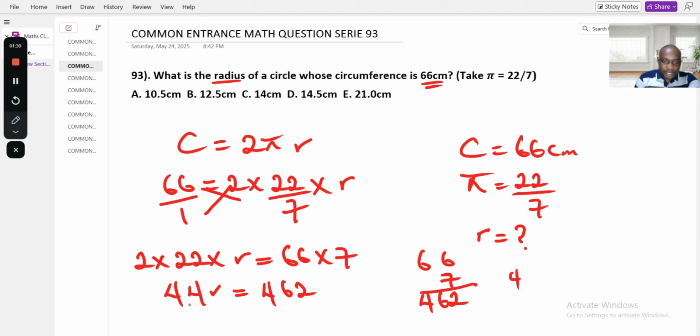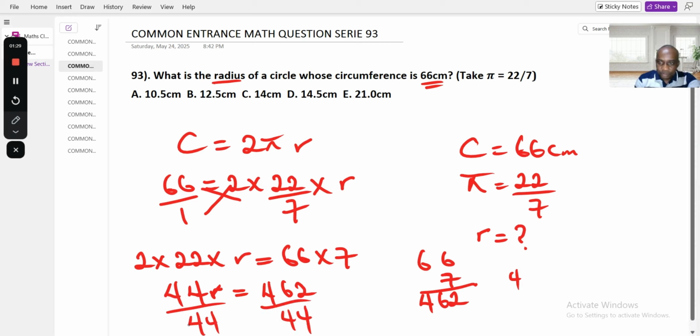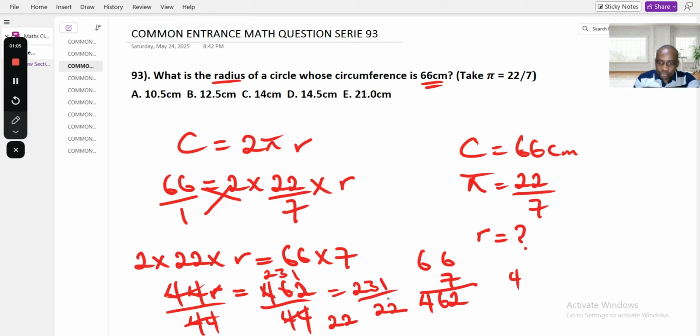462. The next thing we are going to do is divide both sides by 44. Any coefficients of r, you will divide both sides by 44. Here 1, here 1. Now, what can we use to divide this one? We will use 2. 2 in 4, 2. 2 in 4, 2. 2 here, 2. How many 2 can we see in 6? 3. How many 2 can we see here? 1. Therefore, we have 231 over 22.